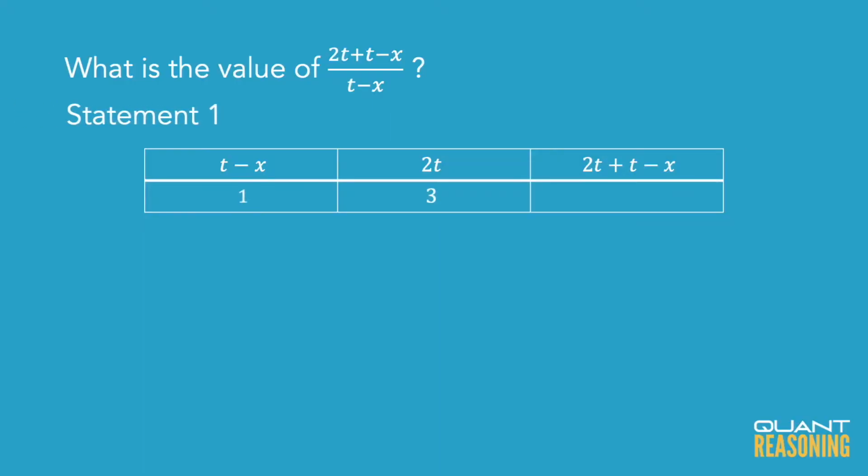You see, if 2t to t minus x is a ratio of 3 to 1, I can plug the 3 and the 1 into my three-way ratio, and I can then infer that together, t minus x plus 2t, that's 4 ratio units, and therefore the answer to the question is 4 to 1, or 4. So statement 1 is sufficient on its own.